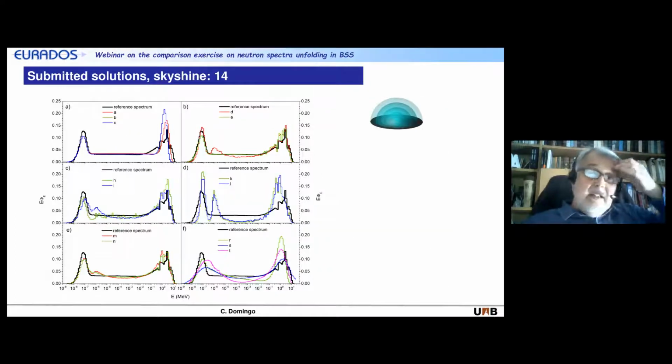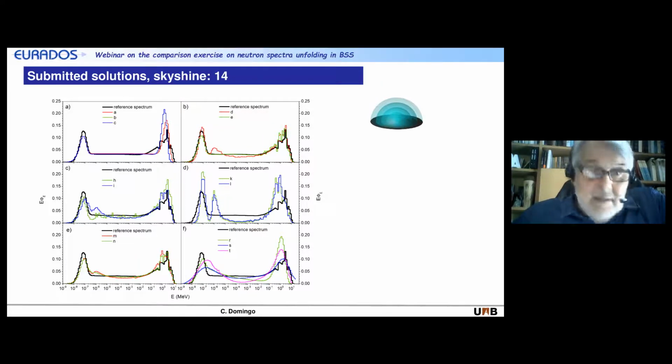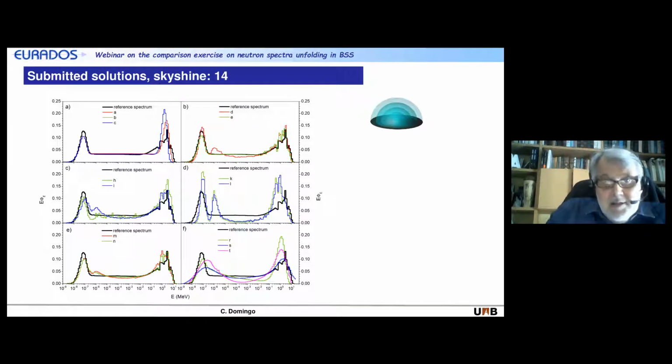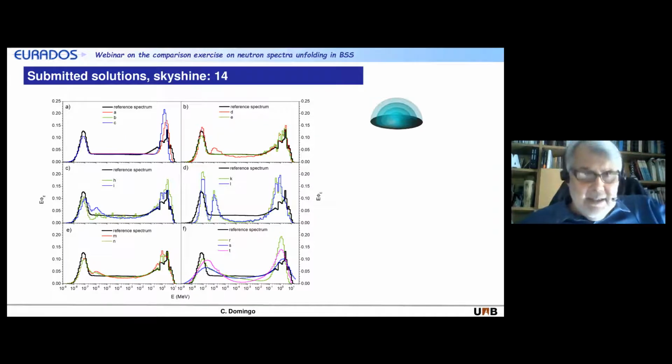Finally, the sky shine problem, where fewer participants took part in solving this problem. And here is where we have some of the most, I would say, strange spectra obtained as a solution. The figures in the middle and the top right figure come from gas spectra and unfolding, just minimizing the mathematical function that we are getting.